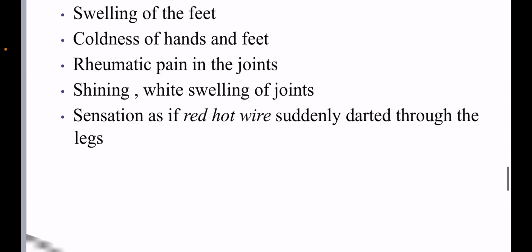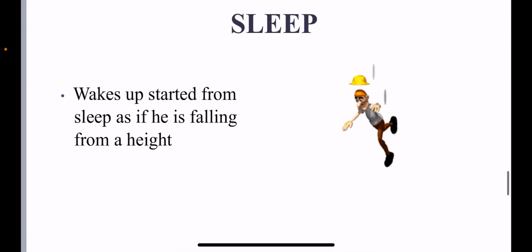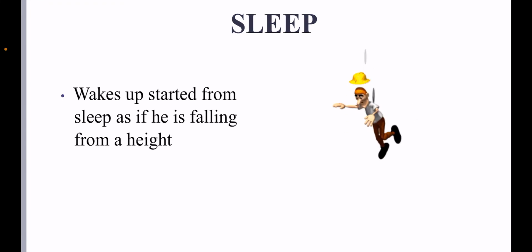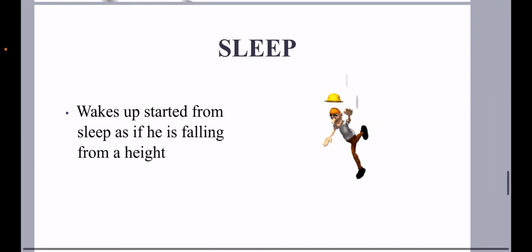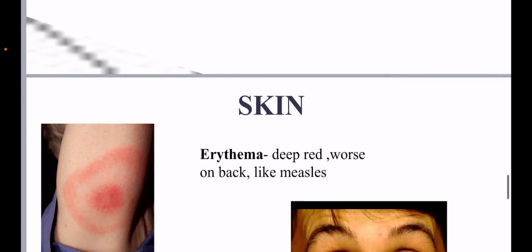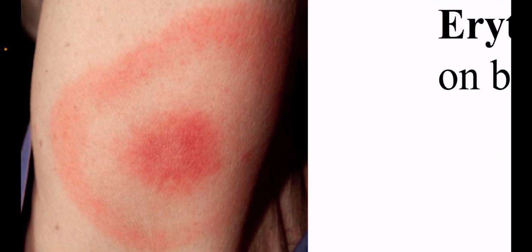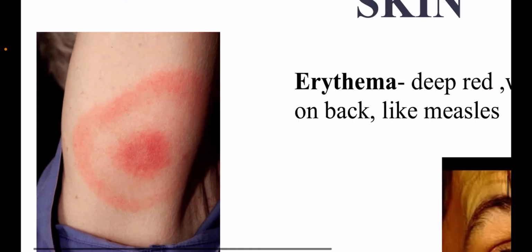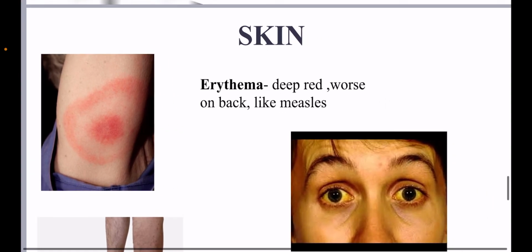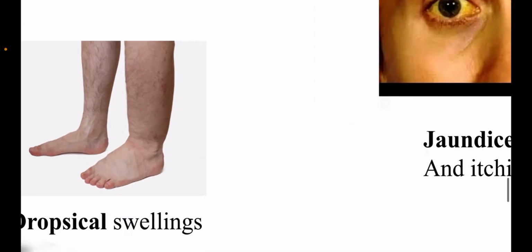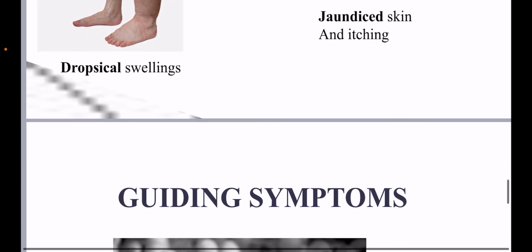Along with that, in the rheumatic pains, there is swelling and coldness of the hands and the feet. Sleep, we already read, wakes up started from sleep as if he is falling from a height. Skin: erythema, deep red, worst on the back and like measles. So you can see the erythema here, redness, it is deep red and worst on the back. Jaundice skin and itching, dropsical swellings. We read there is swelling everywhere, the extremities, the scrotum, the bladder, everything.